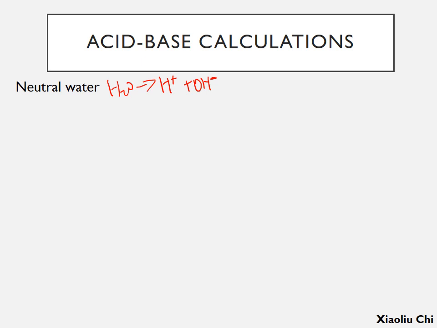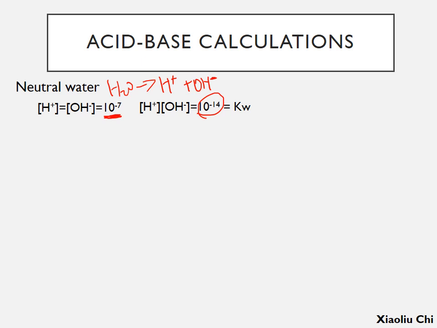For example, in pure water, the concentration of hydrogen ion and hydroxide ion are both 10 to the minus 7, and that's a very small number. The product of these two ions is 10 to the minus 14. This is called the ion product of water.